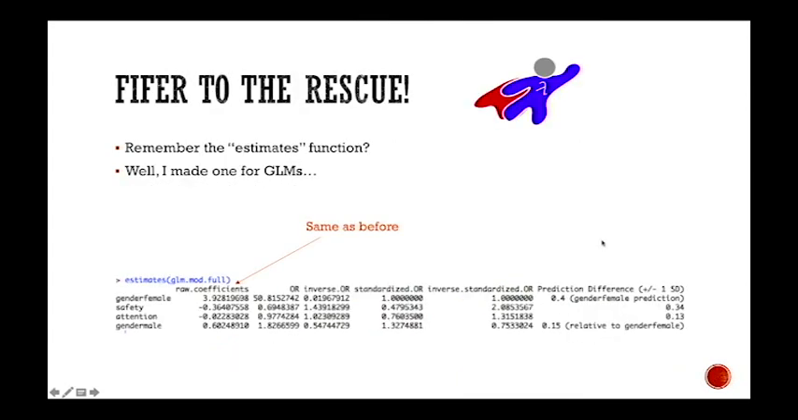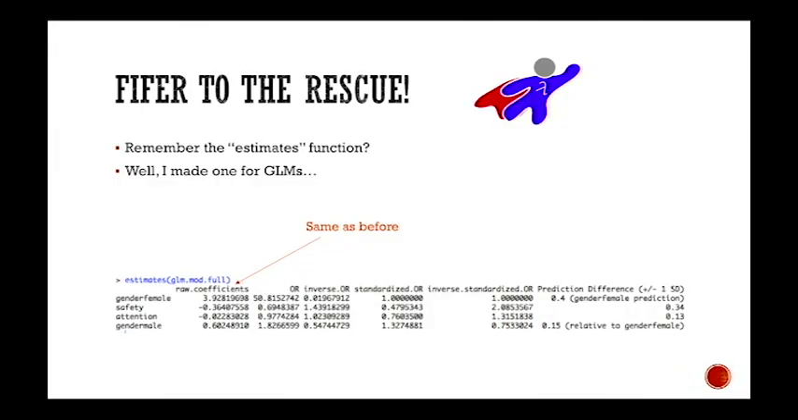So fight for to the rescue. Woo! So remember the estimates function that we used back in univariate, and I think we might have used it here in the multivariate class. Well, fortunately for you, it took me a long time, so y'all better be thankful. I created an estimates function that works for GLMs. So if you were to take the estimates function and then supply as an argument the glm.mod.full, it's going to give you a lot of estimates that are a little more informative than the raw coefficients.